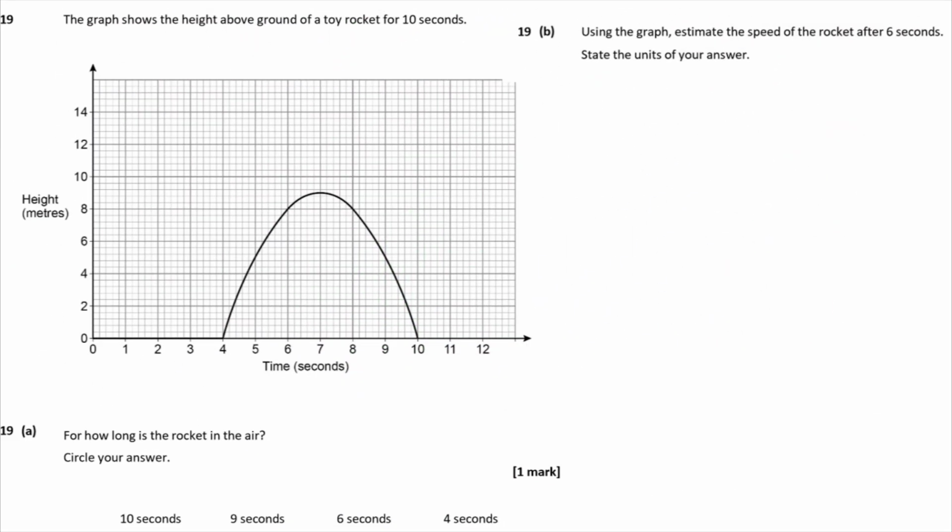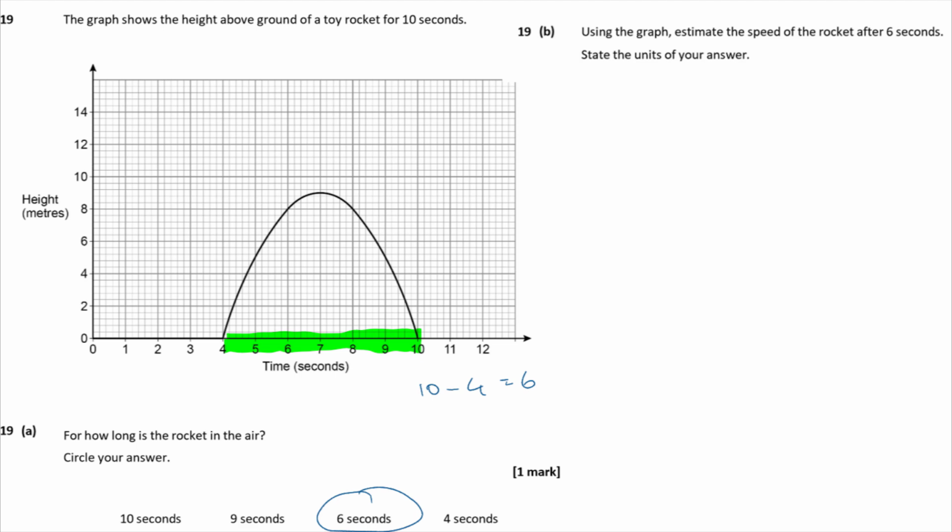Question 19. The graph shows the height above ground of a toy rocket for 10 seconds. Part A says, for how long is the rocket in the air? Circle your answer. Well, the rocket is in the air when the height in meters is above 0, isn't it? And that is for this time here. So between 4 and 10 seconds. So 10 subtract 4, that's 6, isn't it? So I believe it is in the air for 6 seconds.